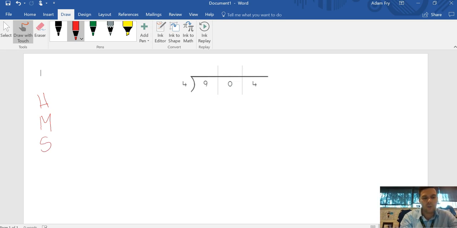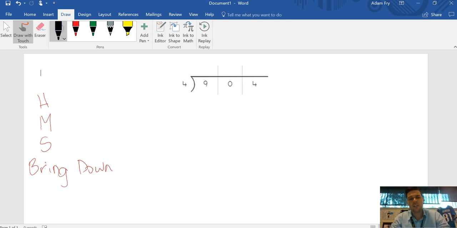So our actual little words that we use to follow along are HMS, bring down, okay? Now, we came up with this to help us follow a certain pattern when we look at long division. For us, it's similar to short division in terms of you ask yourself very similar questions, but the process is just a little bit more step by step.